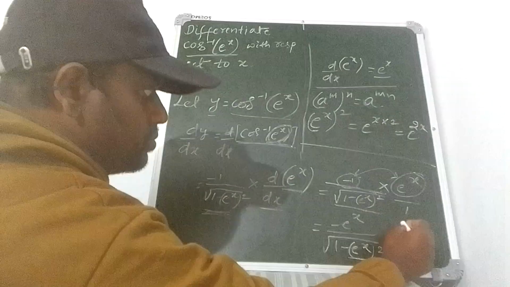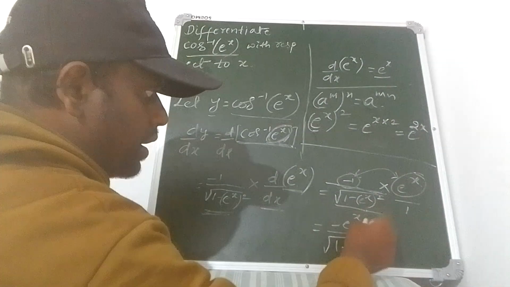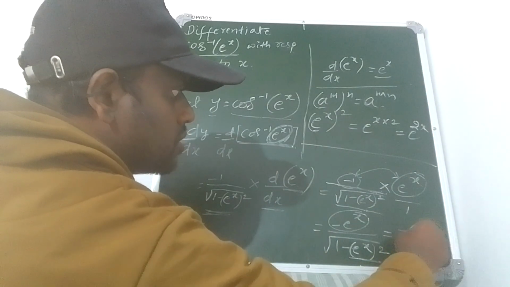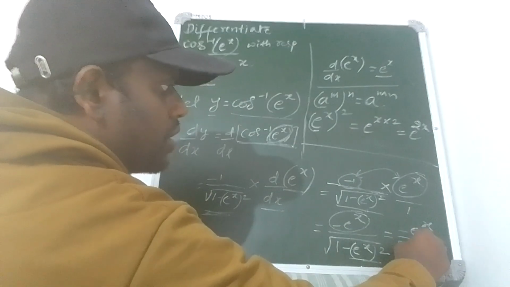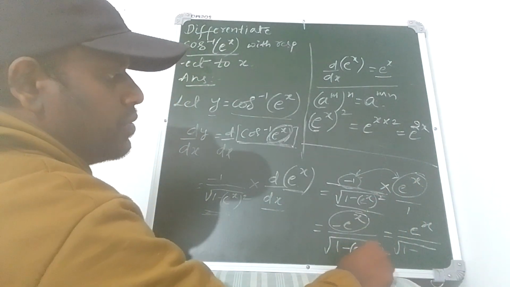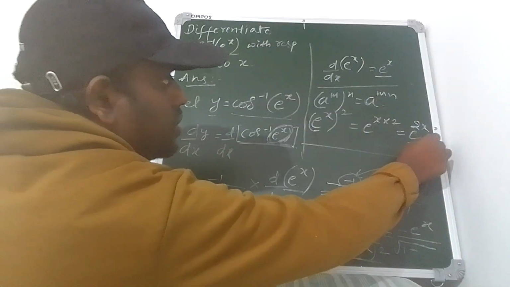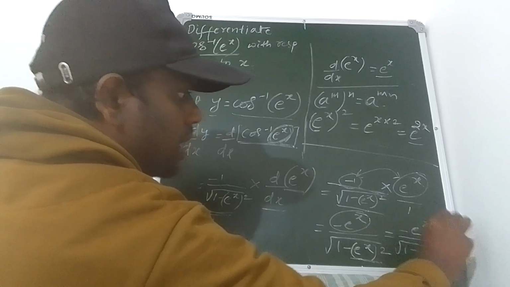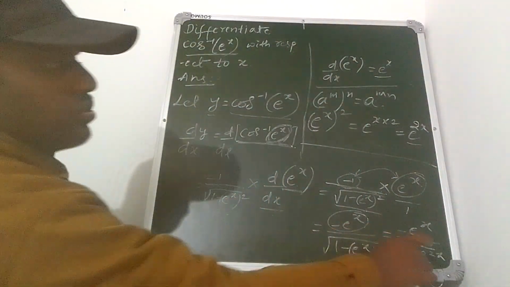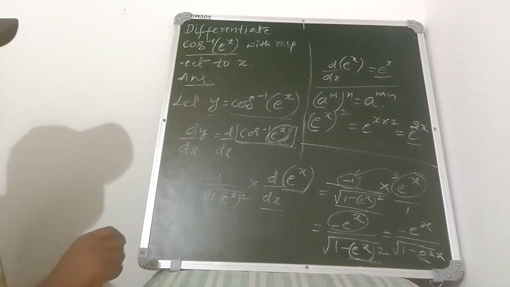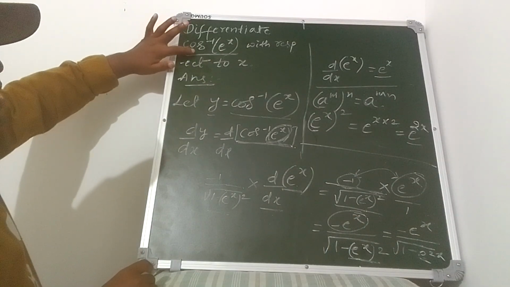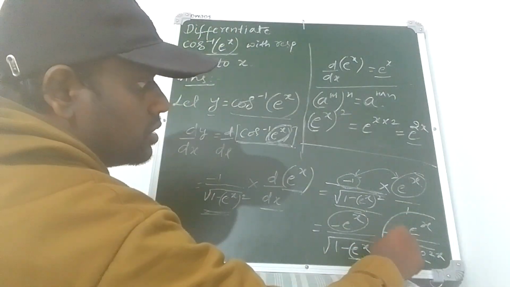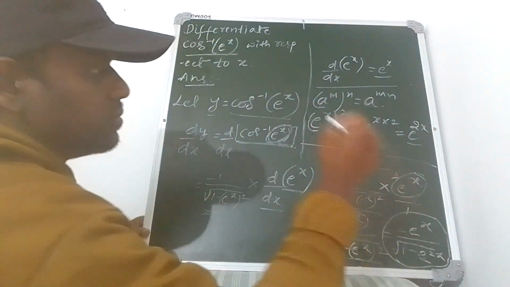Now write this part as it is, minus e to the power of x divided by square root of 1 minus e to the power of x whole square. In place of this we got this, so write e to the power of 2x. Now this is the final answer. So after differentiating cos inverse of e to the power x with respect to x, we got this. This is the answer.